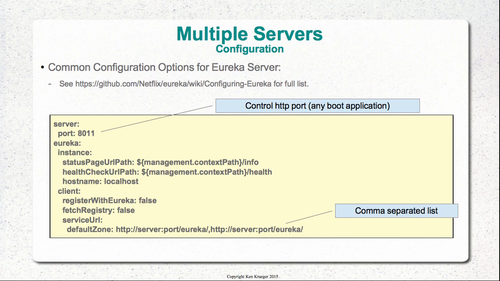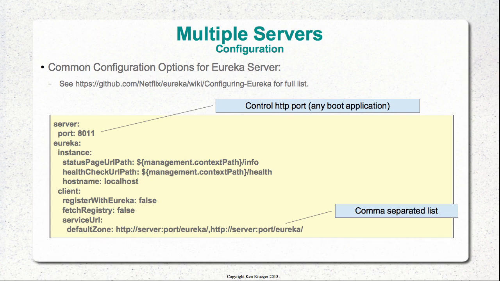First of all, the first one I want to show you has nothing specifically to do with Eureka at all. It's really just about Spring Boot, and that's the server port here. You can see I'm setting the server port to 8011. This is a YAML file, obviously. And so this will control the HTTP port that this application will be exposing to the outside world.